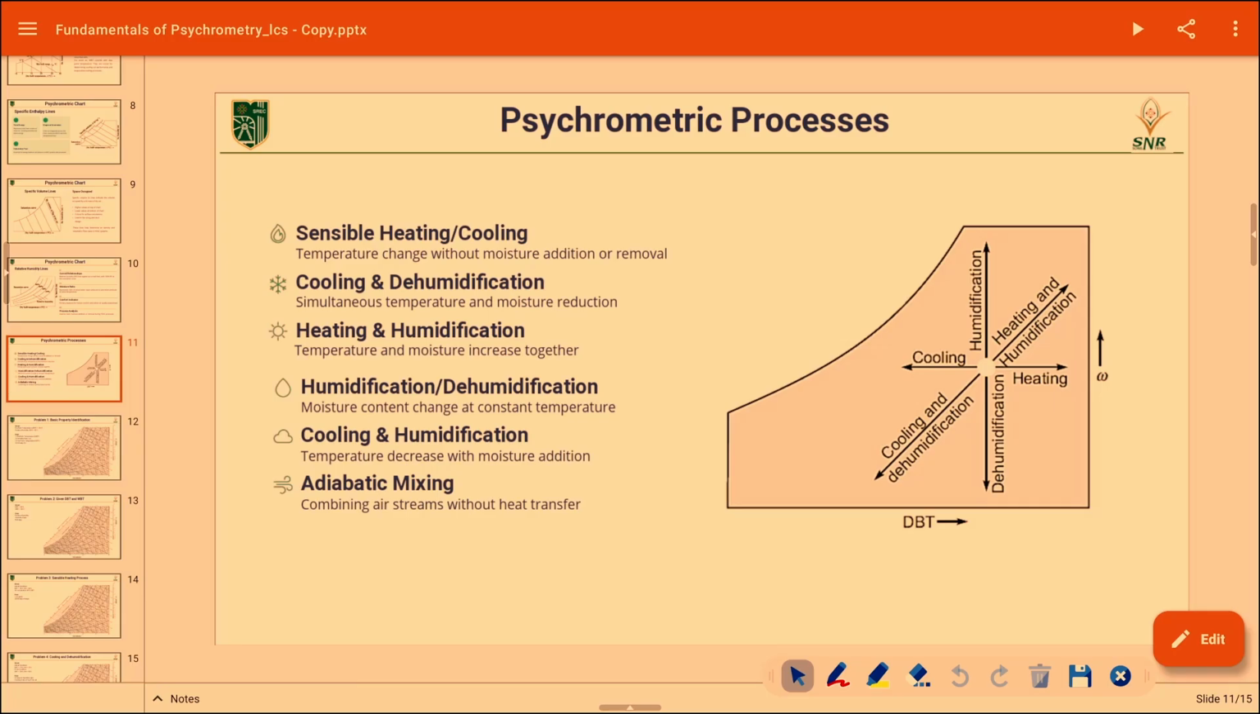These are the important psychrometric processes which are normally used in the field of HVAC or air conditioning to keep the conditions at the required level, right? So let us now see them one by one. Let us just list out and quickly go through the processes involved.